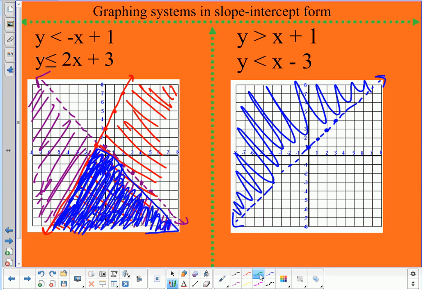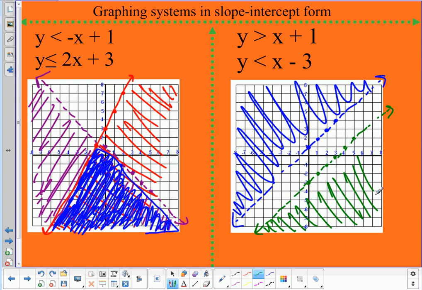Then the bottom one is where I have y is less than x minus 3. So I go down to negative 3, and my slope is still positive 1. So up 1 over 1, up 1 over 1, and so on. And this is a dotted line again, like this. And this time I'm going less than.